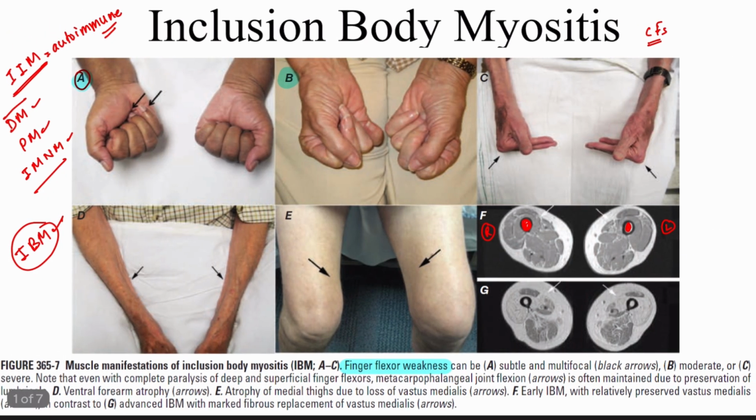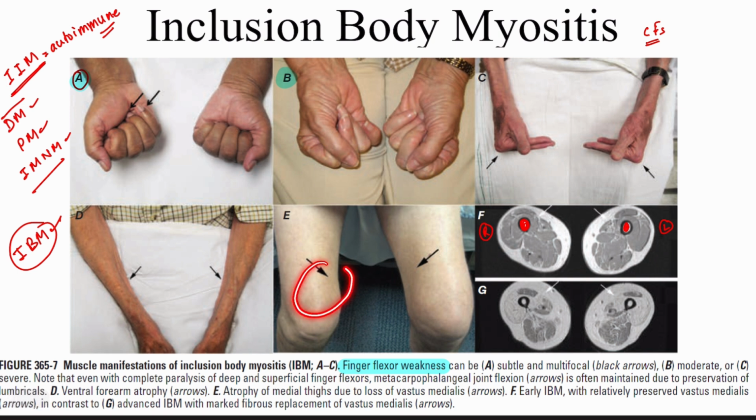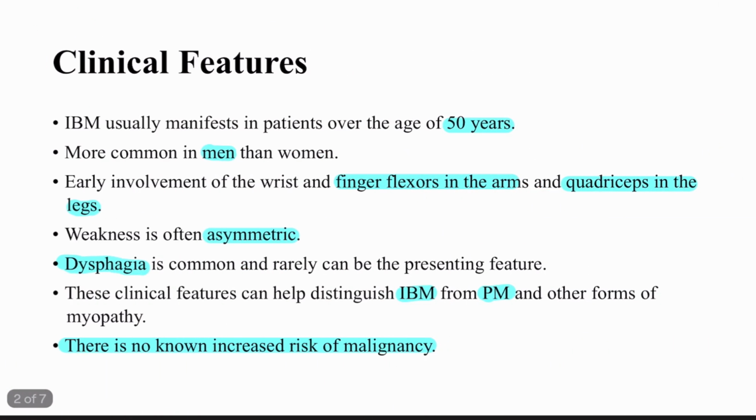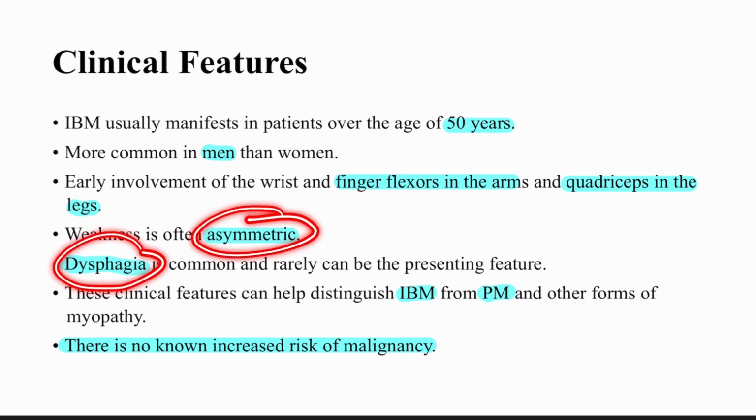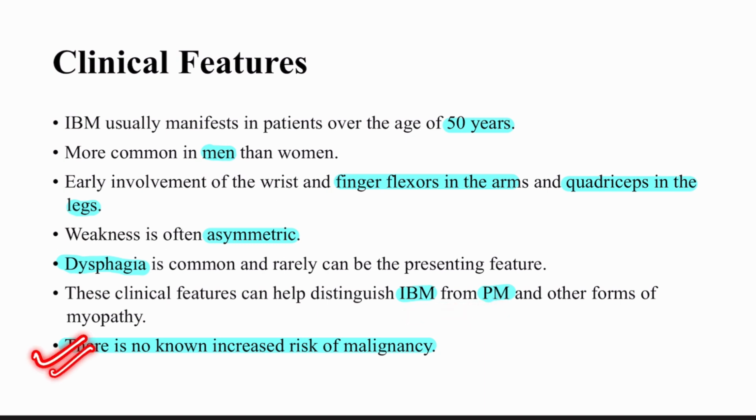Clinical features: distal muscles are involved, as well as relatively proximal muscles. Vastus medialis is being replaced by fibrous tissue. Clinical features: age 50 years and above, males, old and males. Quadriceps in the legs are involved, finger flexors in the arms are involved. Asymmetric weakness; dysphagia is common. We have to differentiate it from polymyositis. There is no risk of malignancy, no risk of cardiac involvement, no risk of ILD.